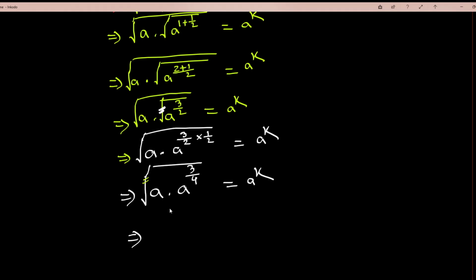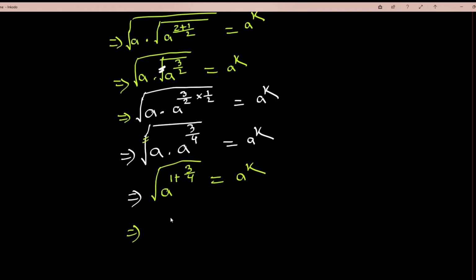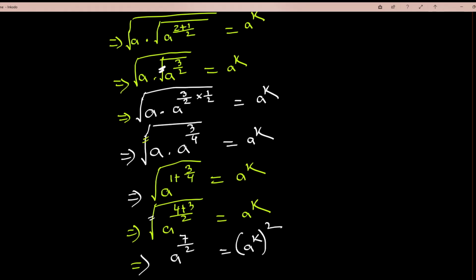Look, first we will do like this, a to the 1 plus 3 divided by 4, this is root, a to the power k. So here is a to the 4 plus 3 divided by 4, and this is root equals a to the power k. And this, if we square, this root will be omitted, so we can write a to the 7 divided by 2 equals a to the power k square, okay.